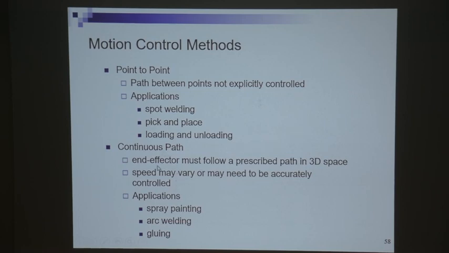Continuous path. The end effector must follow a prescribed path in 3D space. The speed may change or may need to be accurately controlled. So spray painting, arc welding, and gluing will require a certain speed.